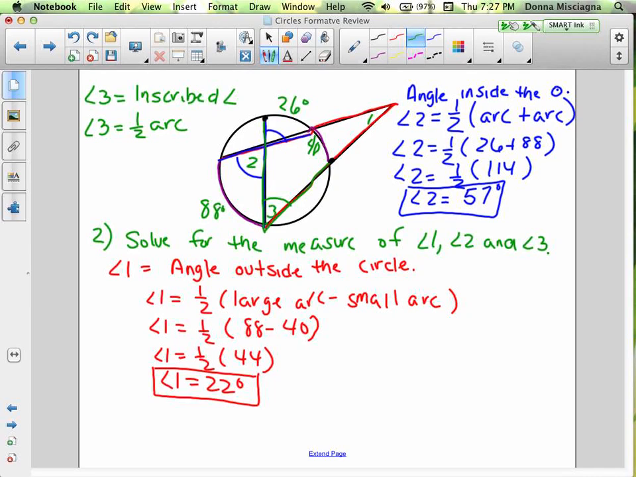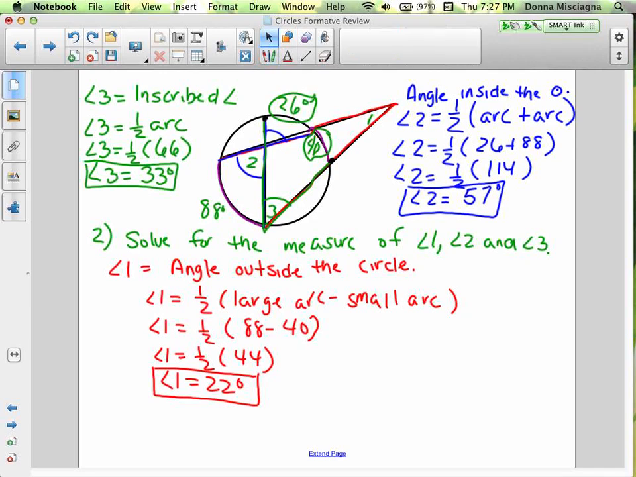So it's the circle, the unbroken piece of the circle, that includes the 26-degree arc and the 40-degree arc. Together, both of these arcs combined are the intercepted arc for our inscribed angle. So angle 3 is equal to 1/2 of, we'll add them together, 26 plus 40 is 66. And that means angle 3 is 33 degrees. And there we found the measure of all three.